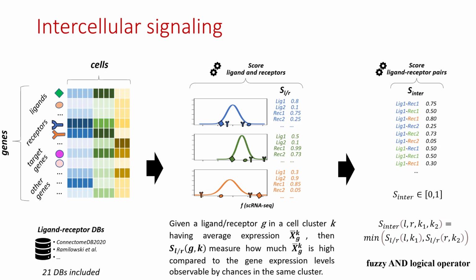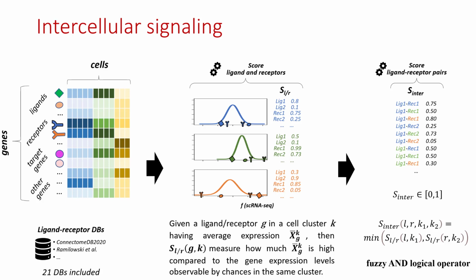Once we have assigned a score to each ligand and each receptor in each cell cluster, we use the information on known ligand-receptor pairs to compute what we call the ligand-receptor pair score. The ligand-receptor pair score is computed as the minimum of the ligand score and receptor score, implementing a fuzzy logical AND operator, and mimicking the idea that intercellular signaling through a given ligand-receptor pair is ongoing when both the ligand and the receptor are acting.